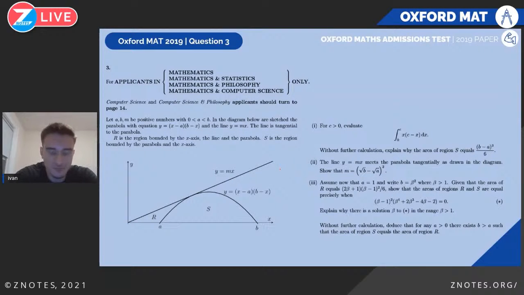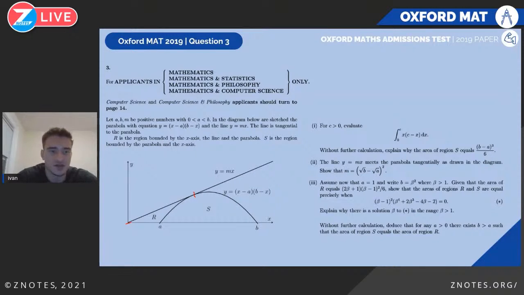So we have the question where we have a parabola, an equation, and a line. The line is tangential to the parabola at this point, and we know that it passes through 0, 0. So immediately when we look at this question, we should be considering the fact that we have information, and we have to use this information.